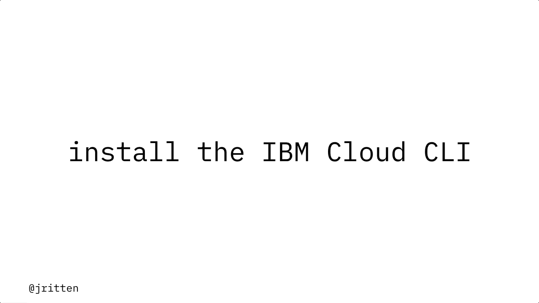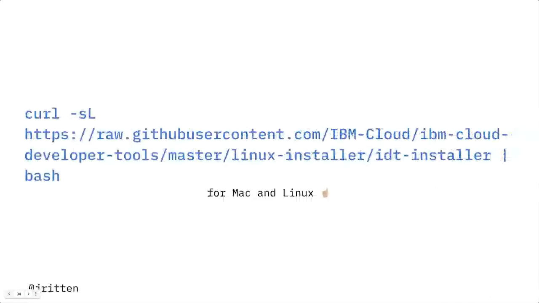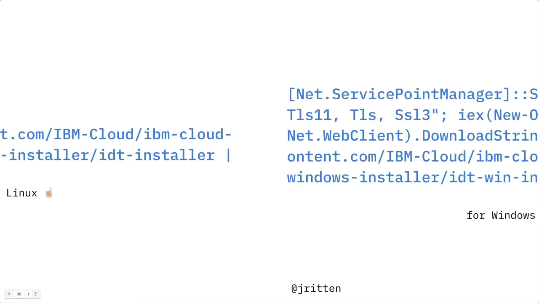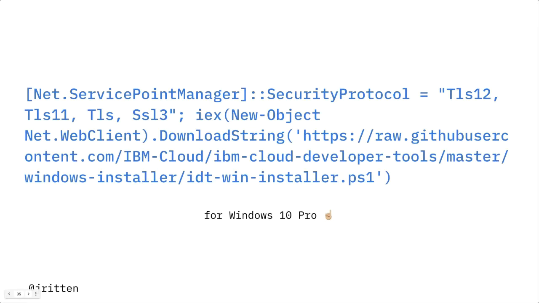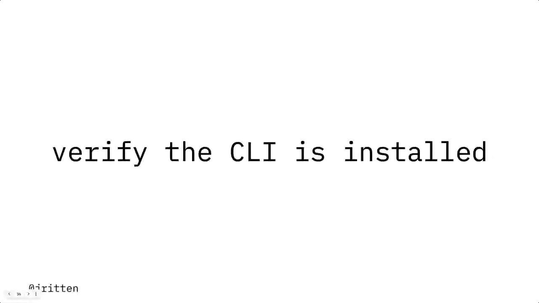So I have all of the commands here that you're going to run for everything, including the install. If you're running Mac or Linux, the curl command is here. If you're running Windows 10 Pro, this is the command that you'll run here. This is going to install the IBM Cloud CLI for you. And then you're going to want to verify that the CLI is installed.